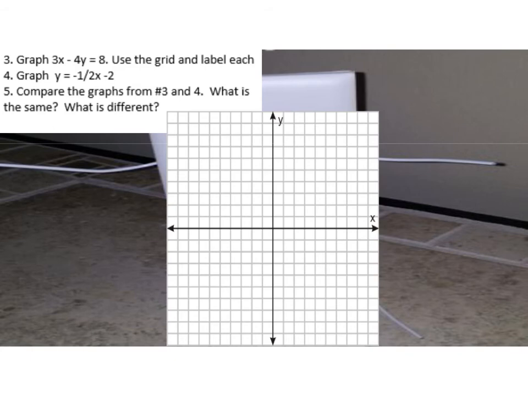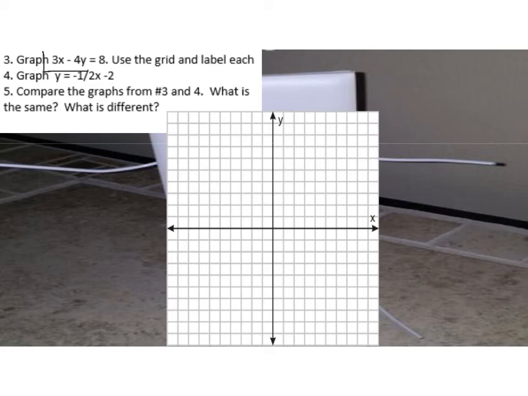All right, for question number 3, it asks us to graph 3x minus 4y equals 8 and y equals negative 1/2 x minus 2. Then we have to compare the graphs. Okay, so for number 3, I'm going to graph in black.